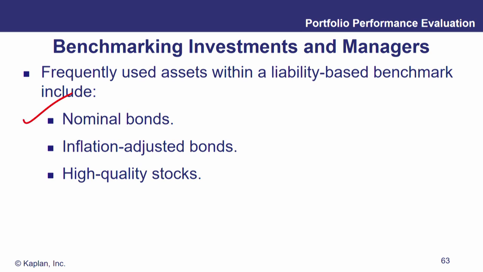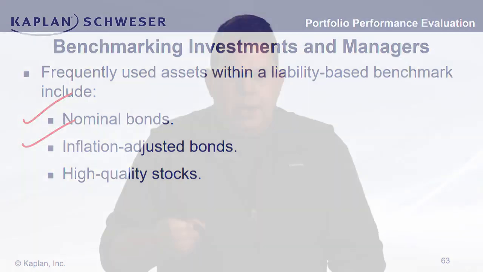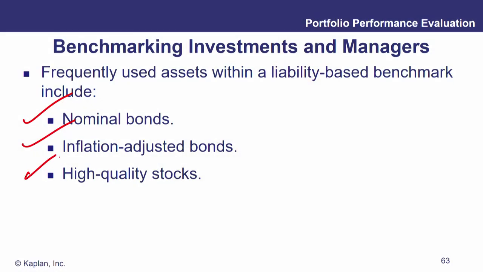Okay, so what are some frequently used assets with liability-based benchmarks? Well, nominal bonds, absolutely. Inflation-adjusted bonds, I don't think they get enough love. A lot of people don't use them, but absolutely, I think they're a great option. And then high-quality stocks.